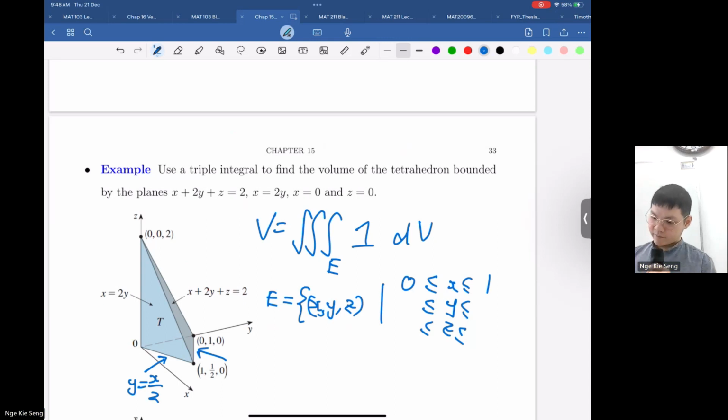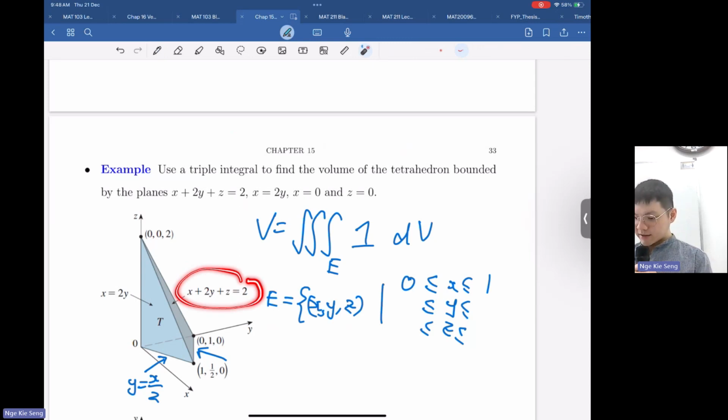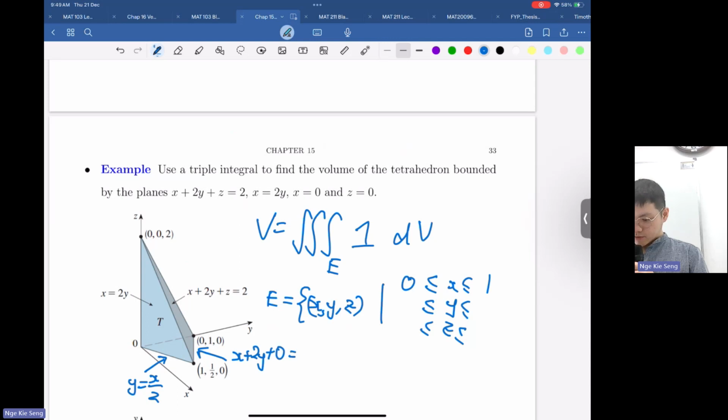How about this line? This line lies on another plane, where z equals 0. So what do you get in this case? You get x plus 2y plus 0 equals 2. So this line is y equals 2 minus x over 2. Okay, so it's bounded below by x over 2 and bounded above by 1 minus x over 2.